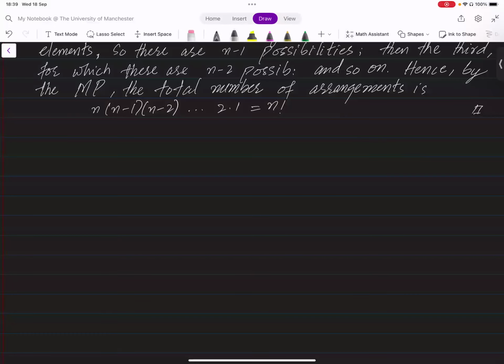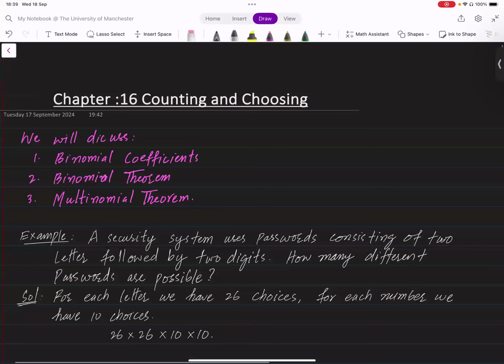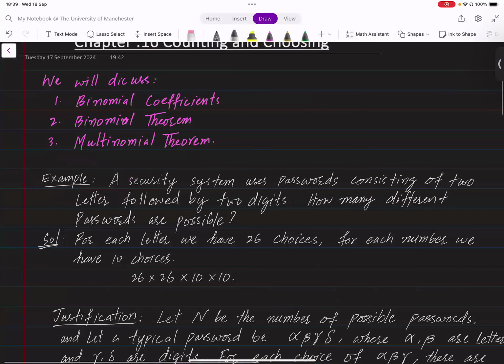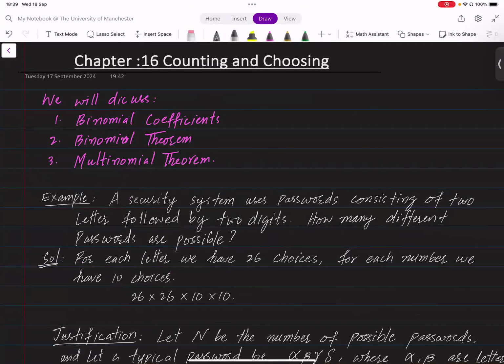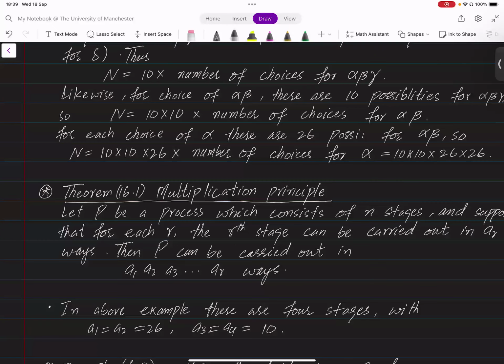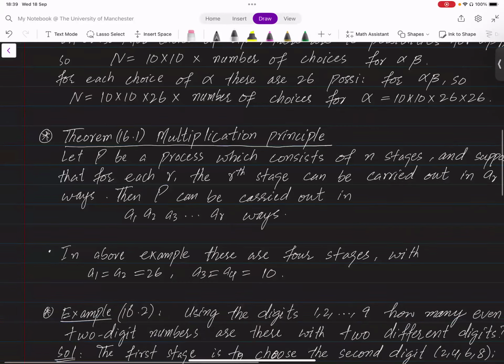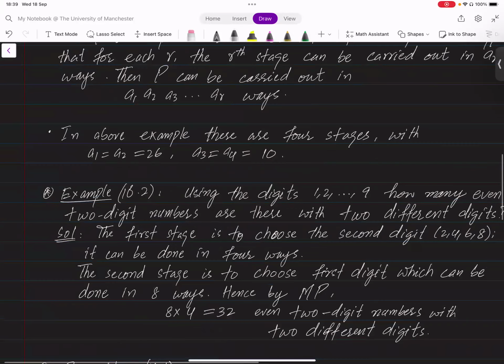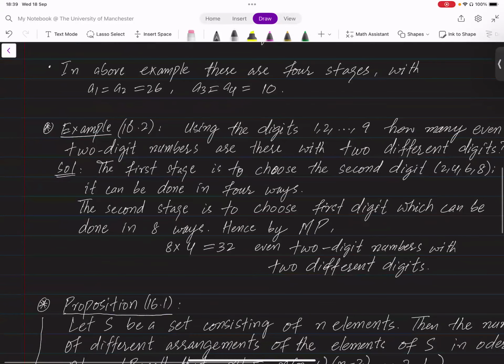Okay, so previously we were doing chapter 16, which is counting and choosing. Basically we want to discuss binomial coefficients, the binomial theorem, multinomial coefficients, and the multinomial theorem. In the previous lecture of this chapter, we discussed the multiplication principle. We gave a theorem and defined it, and then we explained it with some examples.